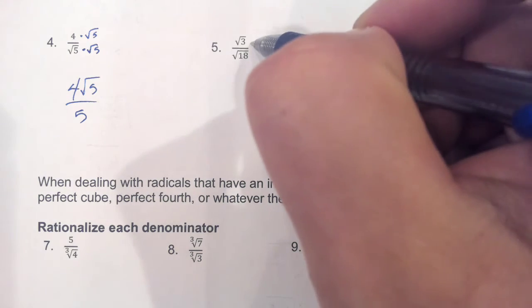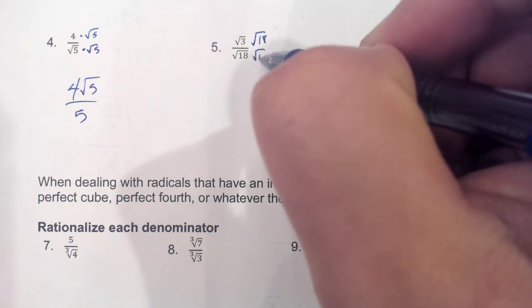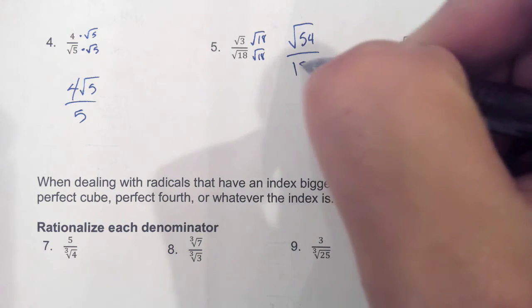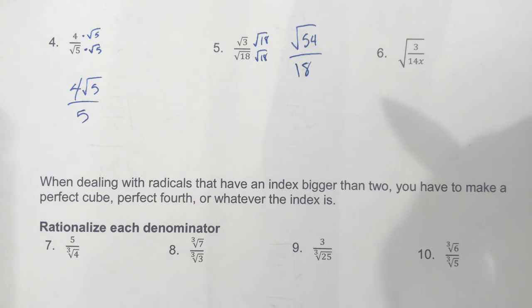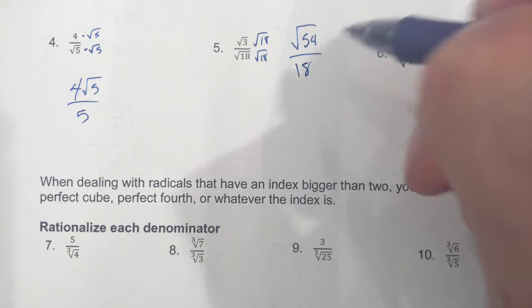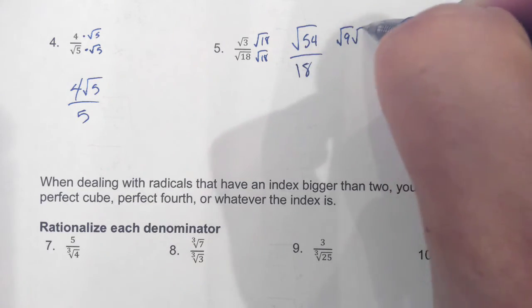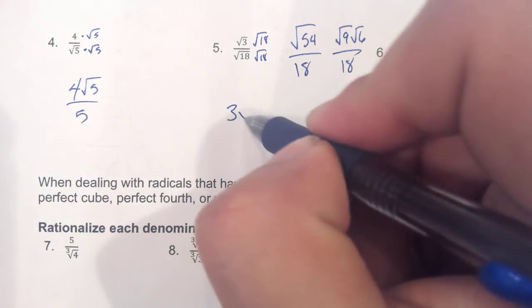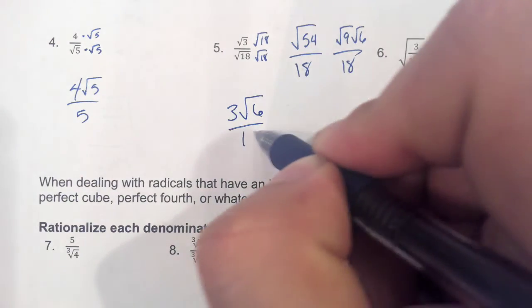Number 5 here, multiply by the square root of 18 to the top and bottom. 3 times 18 is 54. And the square root of 18 times the square root of 18 is 18. What perfect square divides 54? That would be 9 and 6. 9 times 6. 9 is the perfect square. Square root of 9 is 3. So we have 3 square roots of 6 over 18.